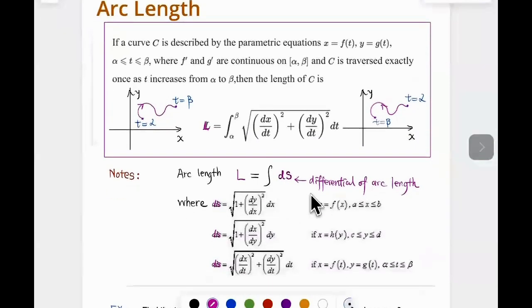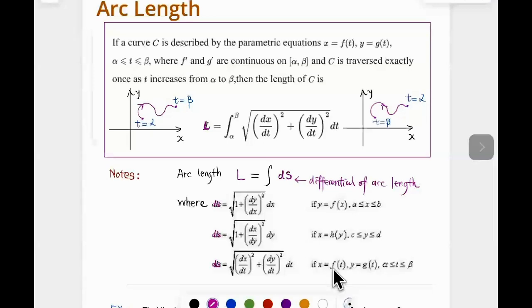Remember this. When y is a function of x, then this differential arc length ds is going to be expressed as, put the dx outside, and then inside here will be what? dy/dx, and then square. And then 1 plus that, and then we take the square root, right? And then if x is a function of y, then we put a dy outside, then here will be what? dx/dy, right? But today, we have parametric curves.